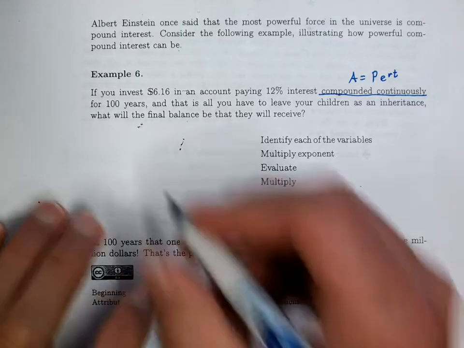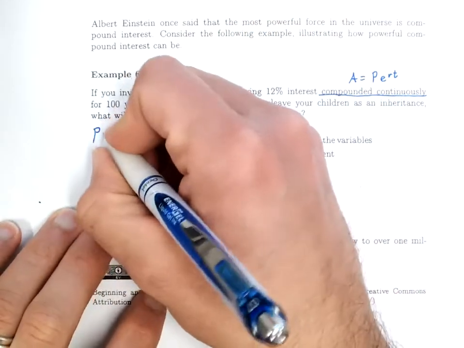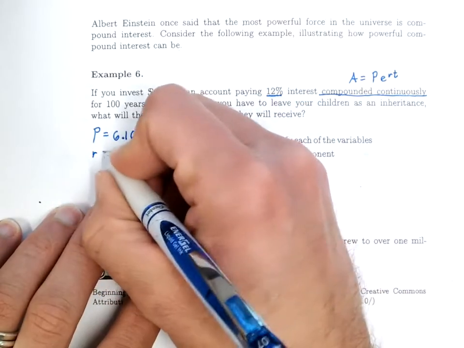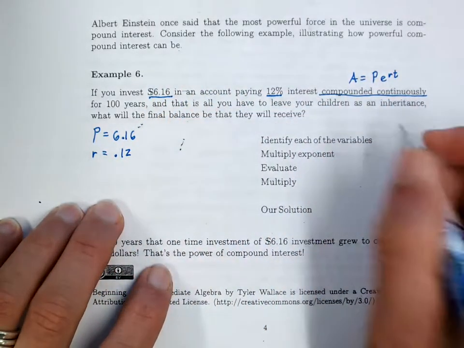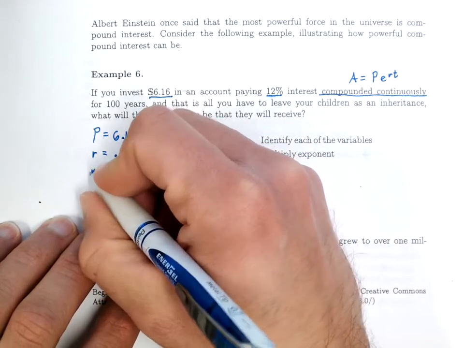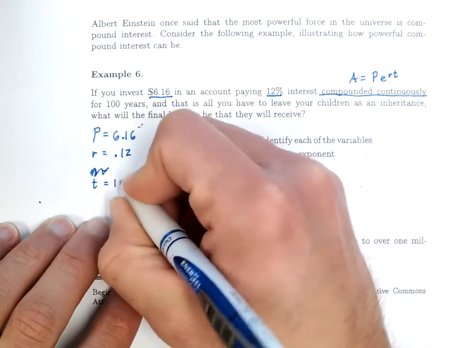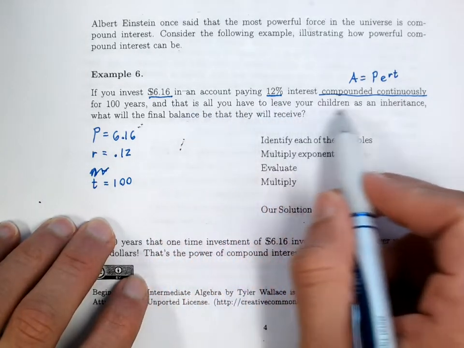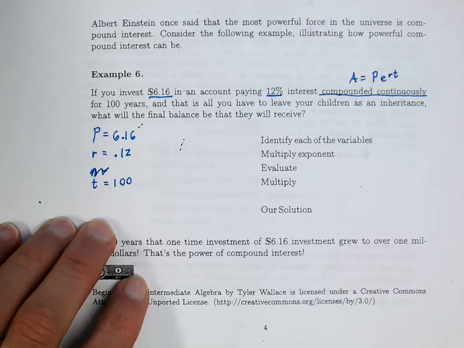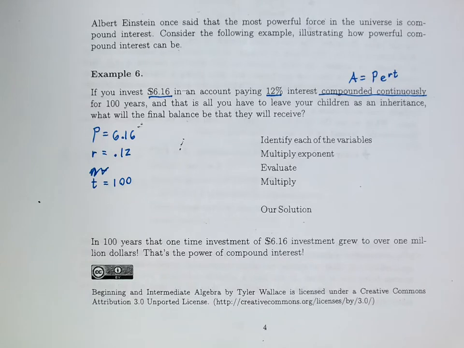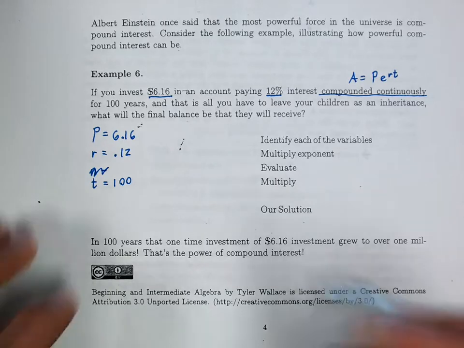So if you invest that much, which is the principal, in an account paying 12% interest, so r is 0.12, compounded continuously, we know that, it just tells me to use this formula, for 100 years. So t is 100. And that is all you have to leave your children as an inheritance. What will be the balance that they will receive? By the way, if you're getting 12% interest on anything, it's probably illegal. There's almost nothing out there that would give you that much back.